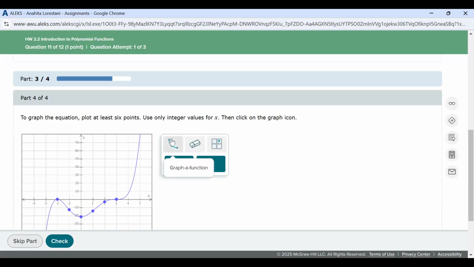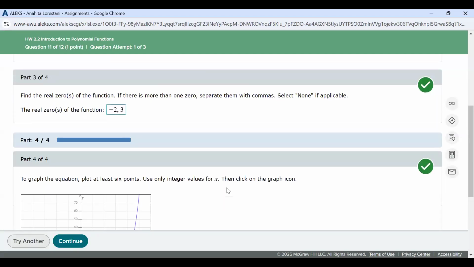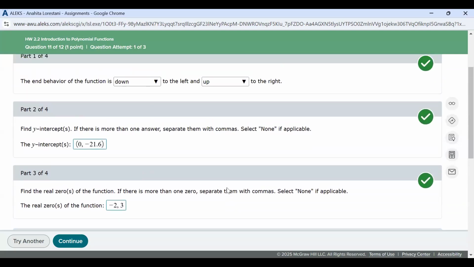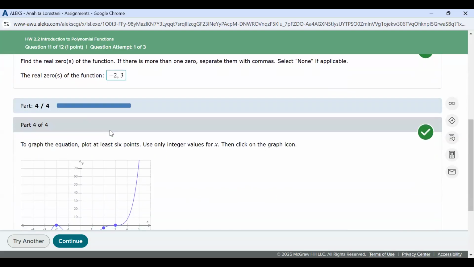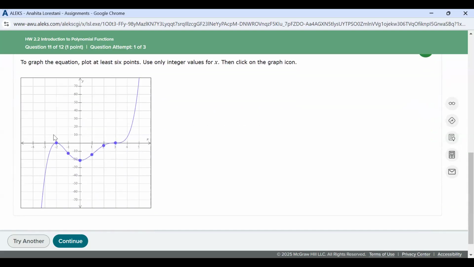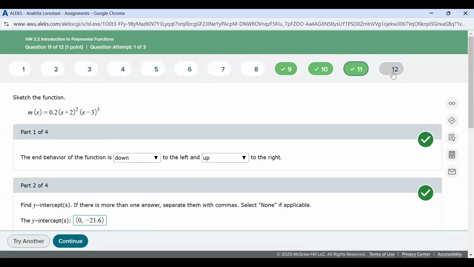You click on the graph, and here it is. So what I recommend for you to do is the functions I have done, do them by hand, and try to find the points on a piece of paper, and then practice a couple of these problems.